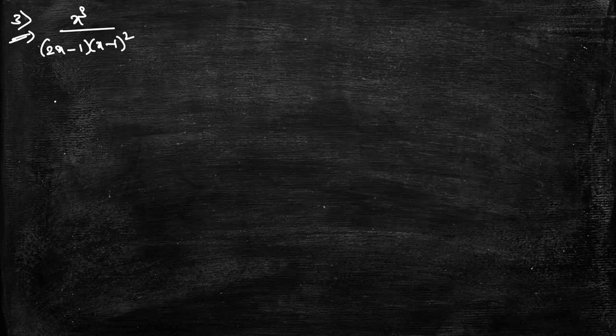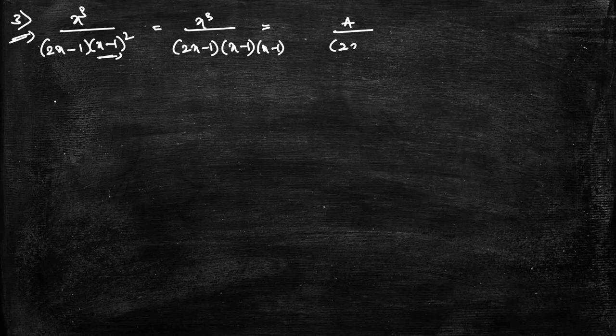Now the third question is: given that x cube divided by 2x minus 1 into x minus 1 whole square, I will take this as x cube divided by 2x minus 1 into x minus 1 into x minus 1. So it will become a divided by 2x minus 1 plus b divided by x minus 1 plus c divided by x minus 1 whole square. I will take x minus 1 whole square, so this will separate from the others.